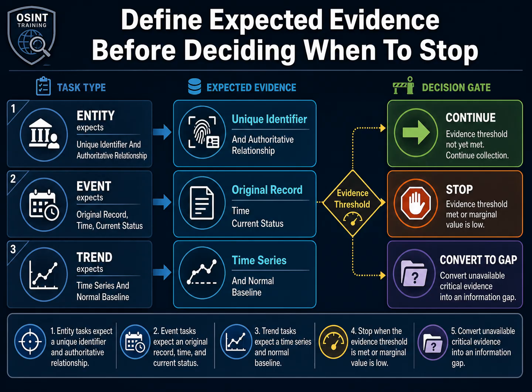Stop when the threshold is met or when the marginal value of more searching becomes low. If critical evidence cannot be obtained publicly, convert it into an information gap. Without a stop condition, keep looking becomes the default forever.